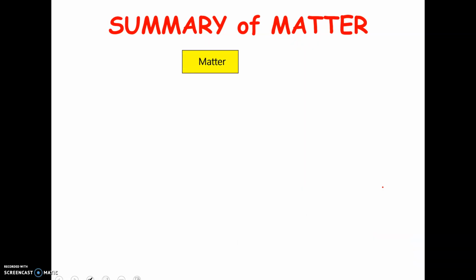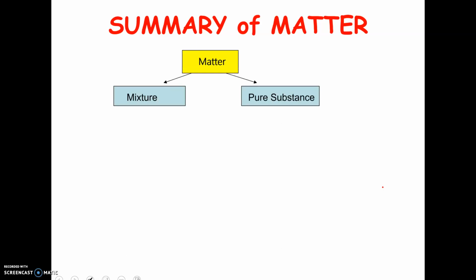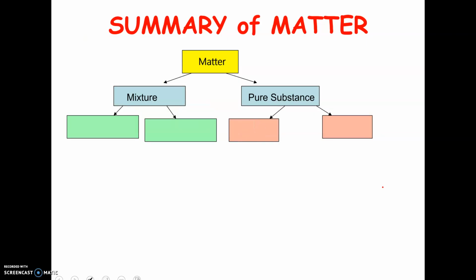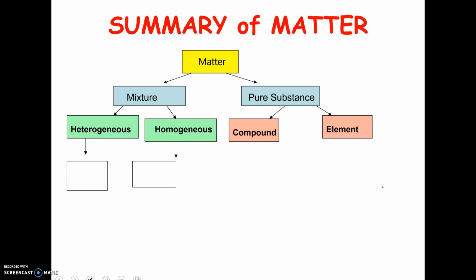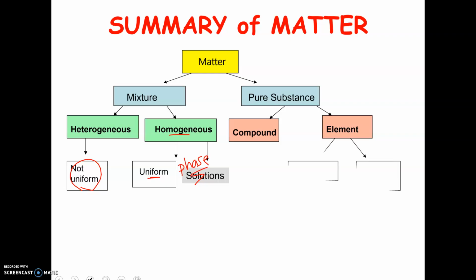All right, and this is just a little summary of matter. So matter can be split into 2 general things here. We can have mixtures, and then we can have pure substances. Now, mixtures can either be homogeneous or heterogeneous, and pure substances can either be elements or compounds. Heterogeneous mixtures are not uniform. They're made of different parts, whereas homogeneous mixtures would have a single phase, so they would look the same throughout. They are also called solutions.